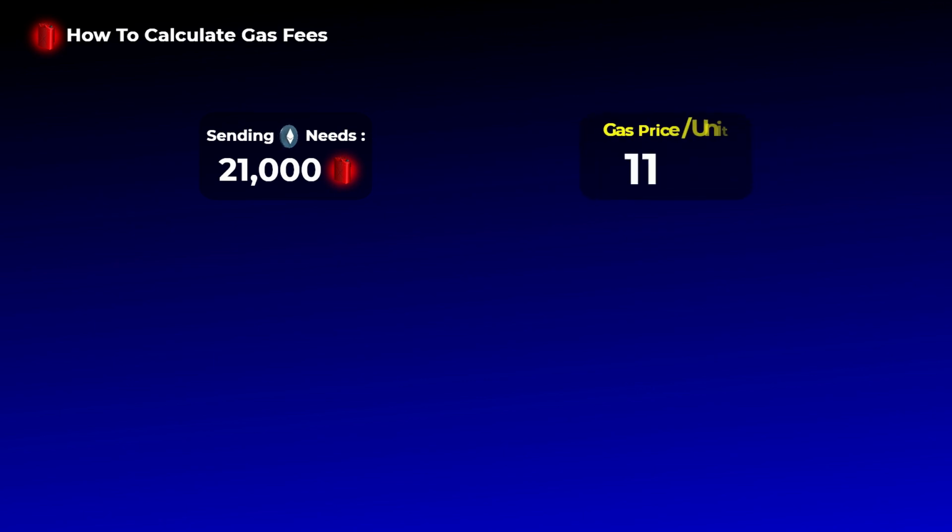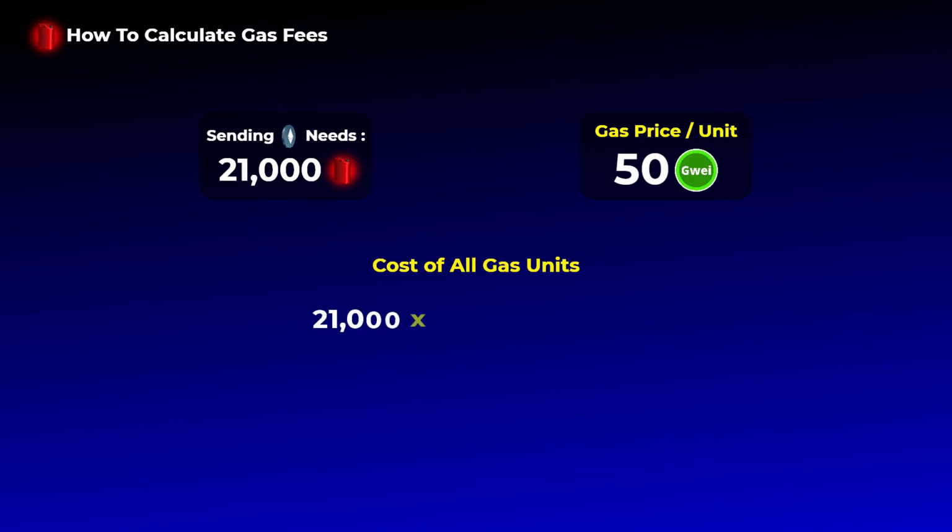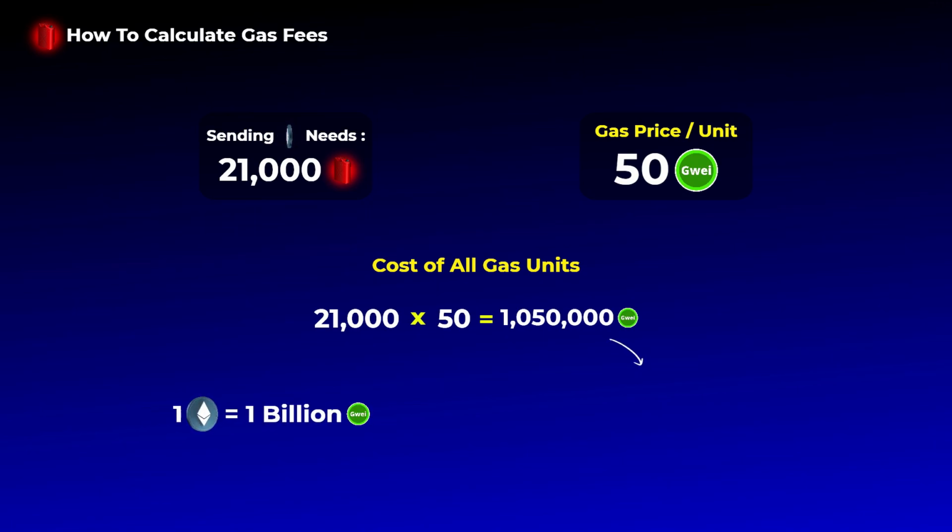So let's see an example to show you how to calculate how much you will pay to send some Ethereum coins to a friend. So you know that sending Ethereum takes 21,000 gas units, and let's say that you checked Etherscan and found out that you currently need to pay 50 gwei per gas unit. So now the price of all the gas units you need is 21,000 multiplied by 50, which will be equal to 1,050,000 gwei. We said that one Ethereum coin contains 1 billion gwei, so this 1,050,000 gwei is equal to 0.00105 Ethereum, which is the gas fee you will pay.